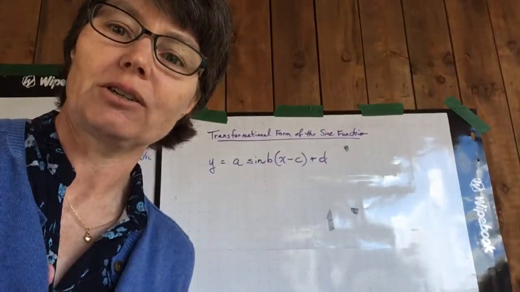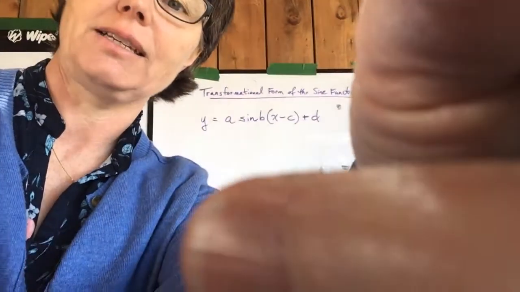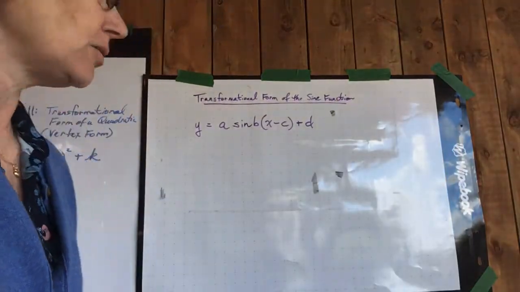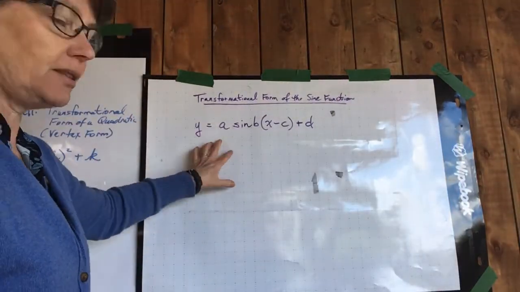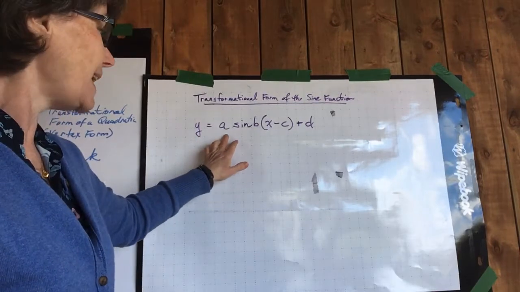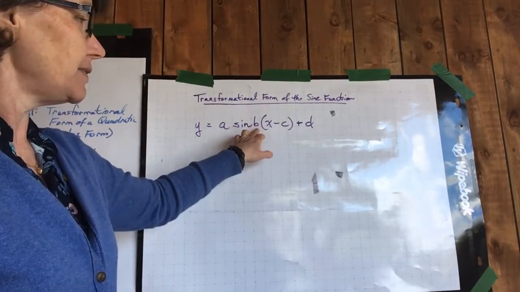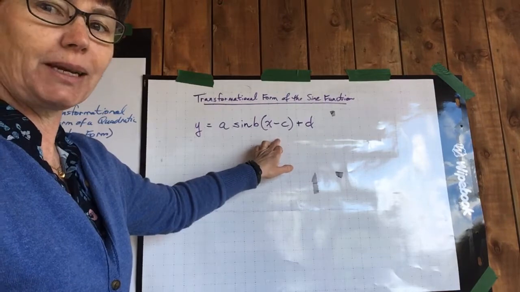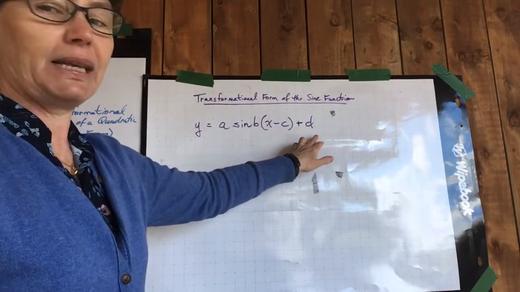Hello everyone, we're going to talk about the transformational form of a sine function now. So the transformational form of a sine function, this is actually what it looks like: y equals a sine of b bracket x minus c end bracket plus d.